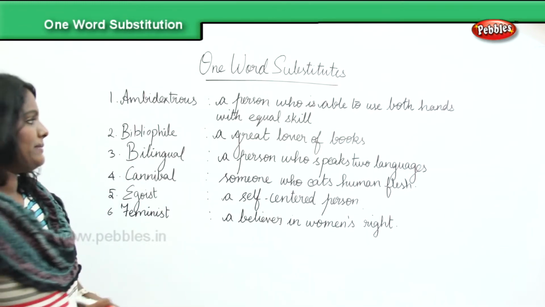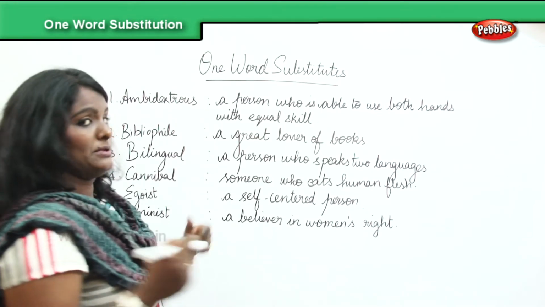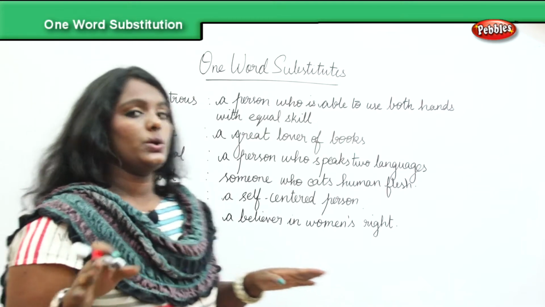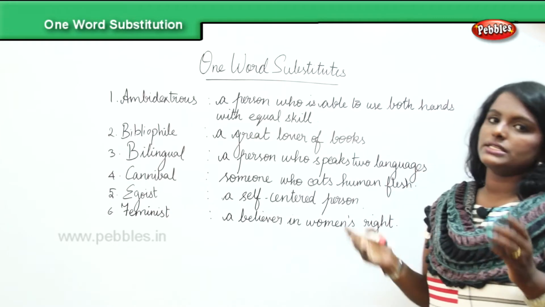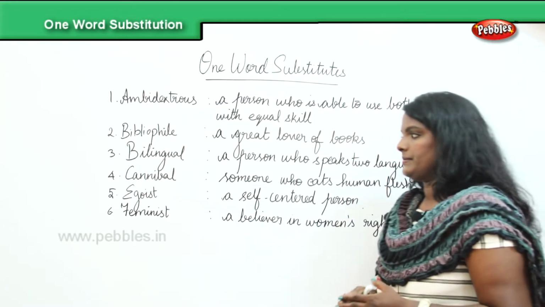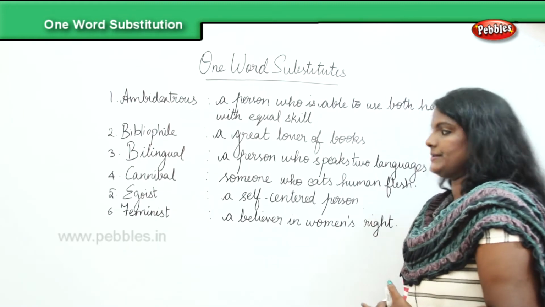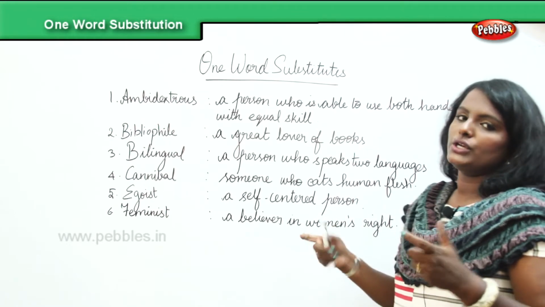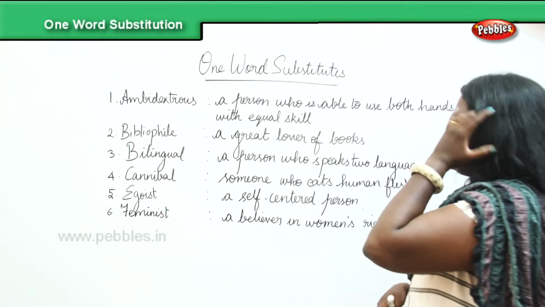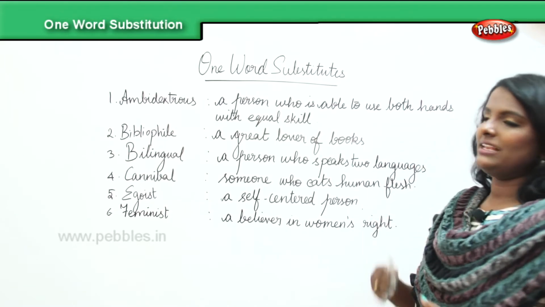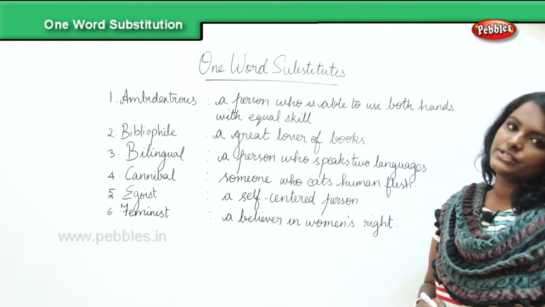The one word substitutes. Ambidextrous is a person who is able to use both the hands with equal skills. Bibliophile is referred to a person who is a lover of books. Bilingual is a person who speaks 2 languages. Cannibal is someone who eats human flesh. Egoist, a self-centered person, is called an egoist. Feminist, a believer in women's rights.